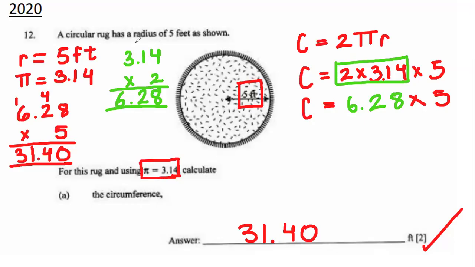And so now all I need to do, once I already multiply that, is, understand now? You got that? Good. So we have that C is now equal to 6.28 times 5, which is going to be 31.